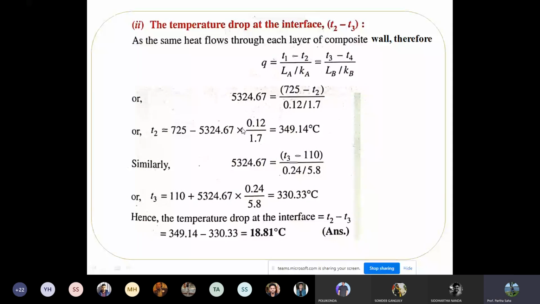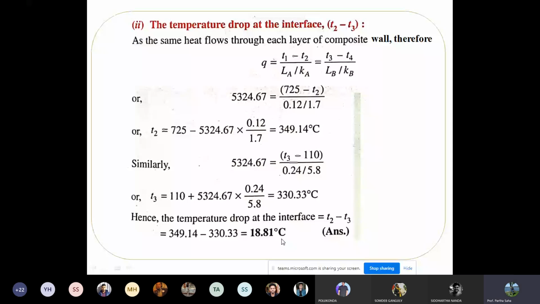Right. So T2 will be 349.14. Similarly, Q you know, and then T3 you don't know, but T4 you know. So again you write this equation and then solve for T3 and you get 330. So what will be the temperature drop at the interface? 349.14 minus 330, that is T2 minus T3, 18.81 degrees. Okay, that's how we solve this problem.